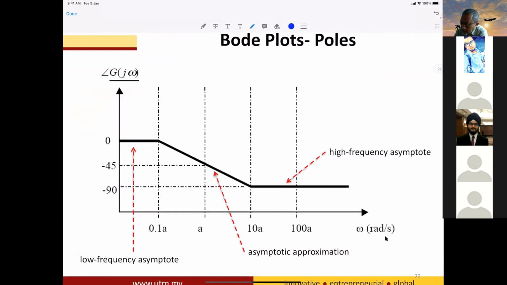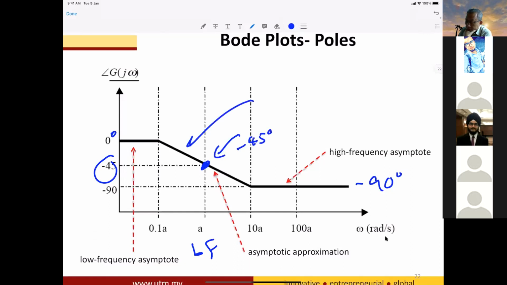And similarly for the phase as well. It is the inverse of the zeros at the real axis. So you start at 0 degrees and end at minus 90 degrees. And in the middle is the break frequency, which is minus 45 degrees. And the slope is minus 45 degrees per decade.